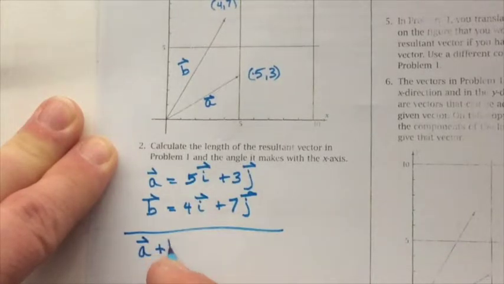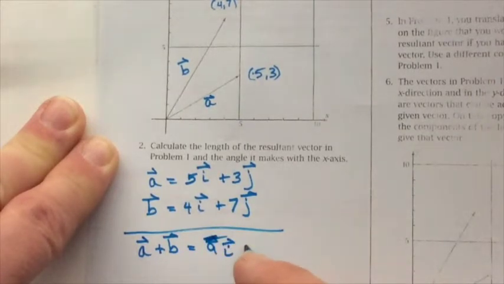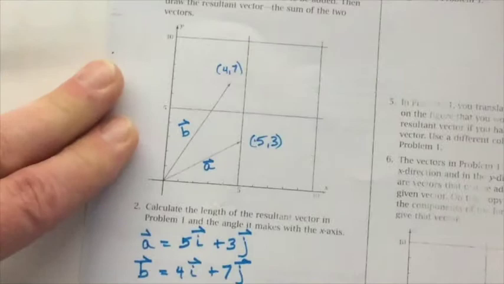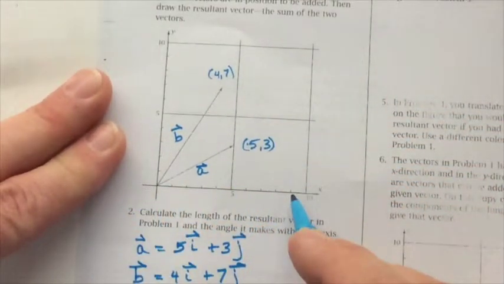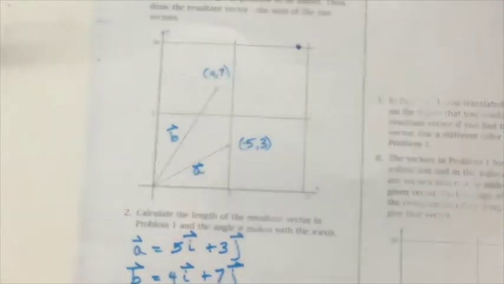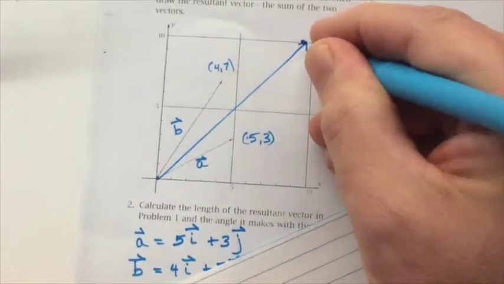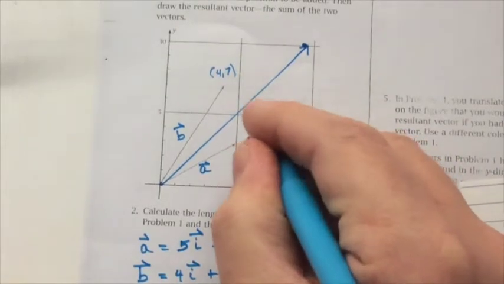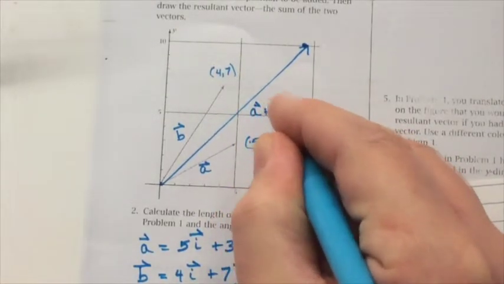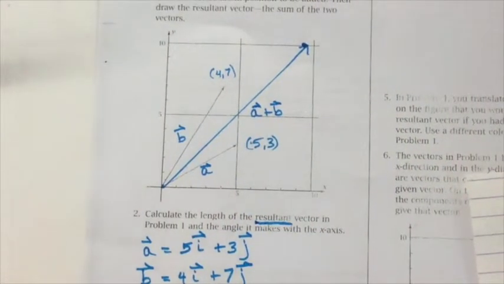Now, from algebra, we know we can add the two equations. And we could say vector A plus vector B is equal to 9i plus 10j. And what does that mean? That means 9 i's brings us over here, and 10 j's brings us up here. This is where the new vector is going to end. And there's our new vector, A plus B, and it's the one that they refer to as the resultant vector.